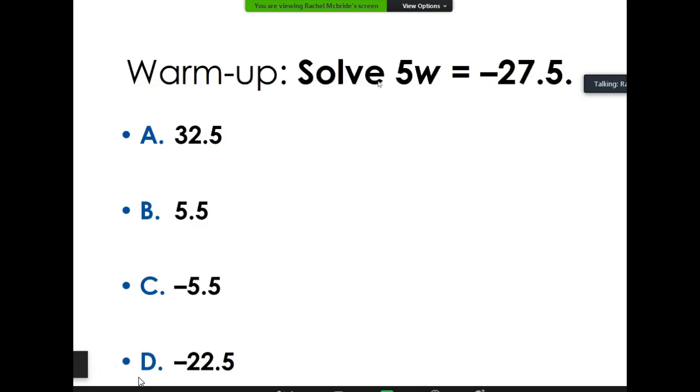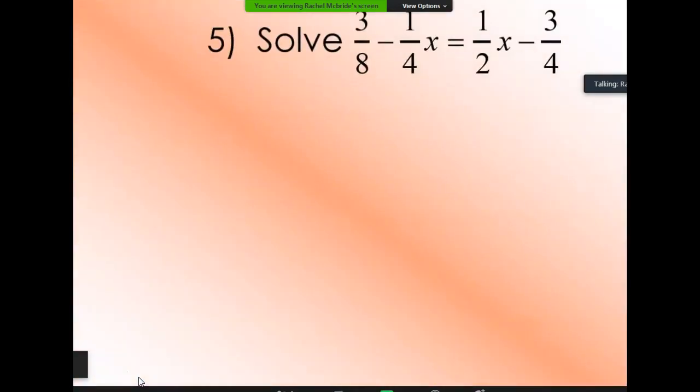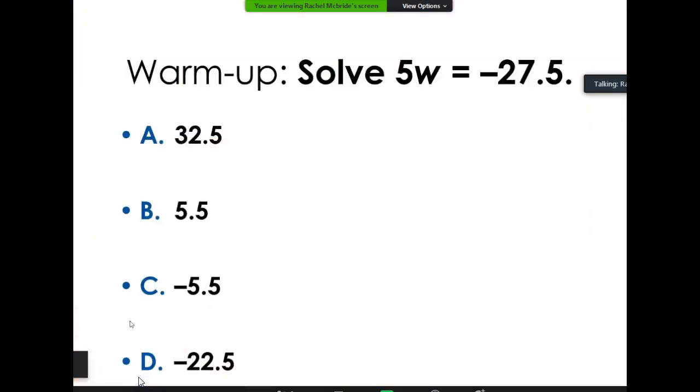So let's look at this old problem, right? 5w equals negative 27.5. What are you doing to solve for that, Nevaeh? Yeah, I'm going to divide both sides by 5, which makes my answer what? Luke? What do you think? Okay, what do you think, Dominique? Yeah, Luke, what do you get? Yeah, so the correct answer is C.